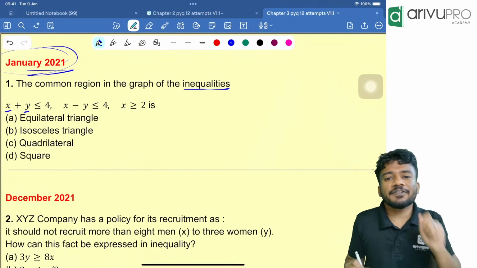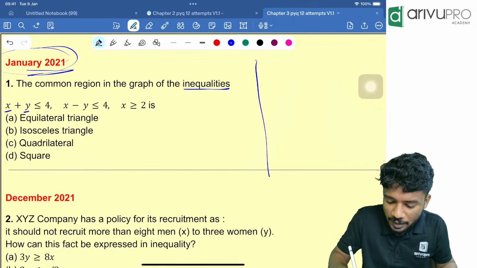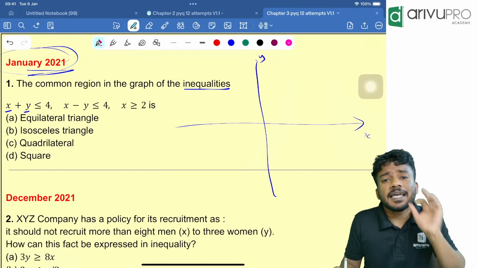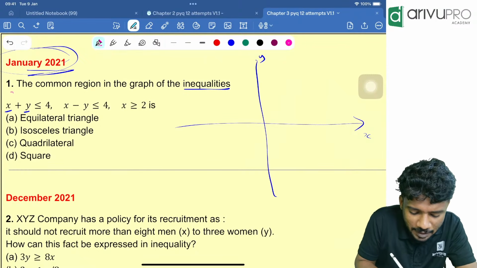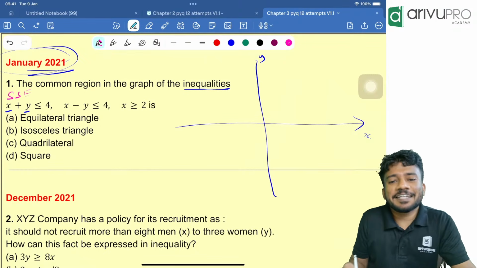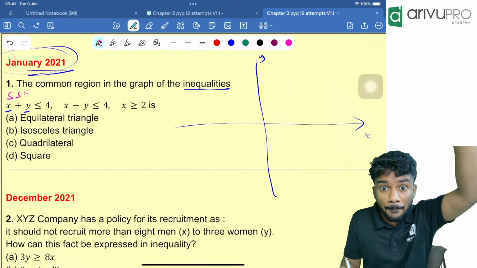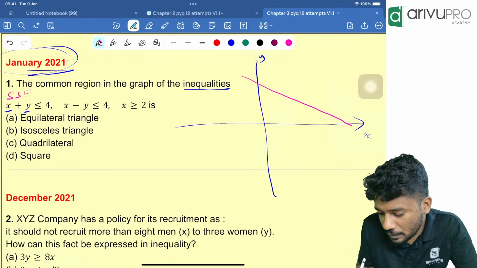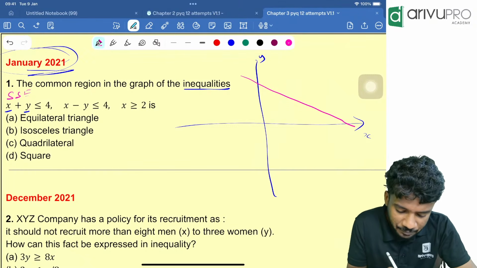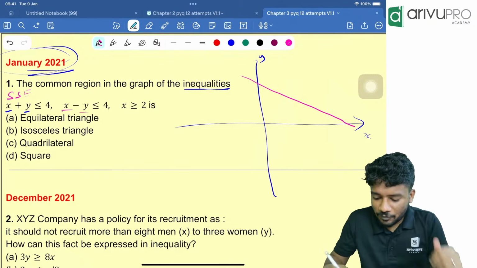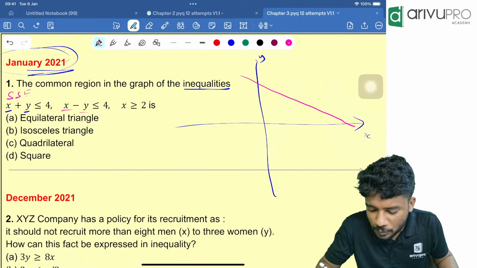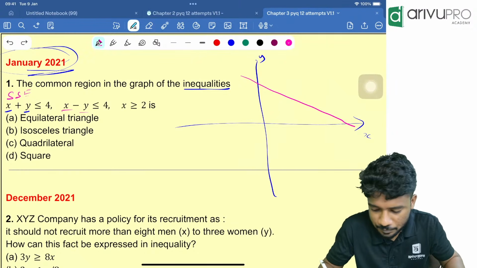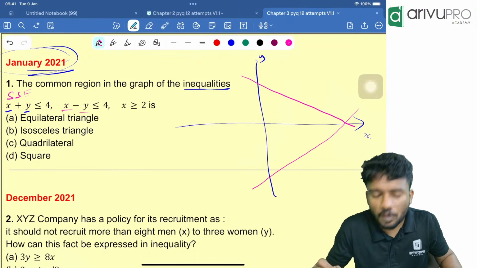Here the signs of x and y are the same. This is the x-axis. This is the y-axis. If the signs are the same, what did I teach you? What is the shortcut? It will be from upper left to lower right. So the graph will look like this, upper left to lower right. When the signs are different, the graph will be from lower left to upper right.